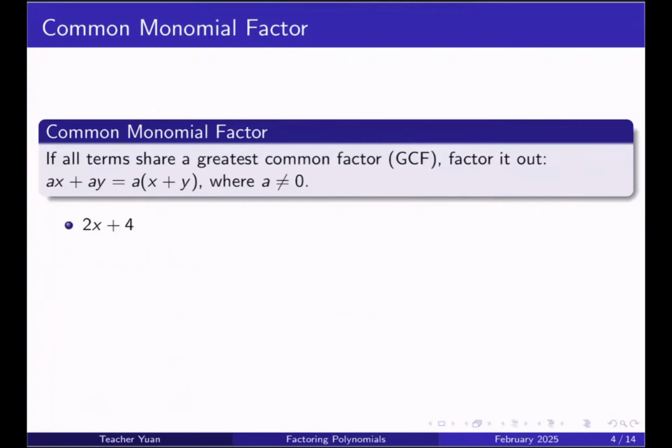So if all terms in a polynomial share a greatest common factor, or what we call the GCF, we factor it out by getting the GCF, which is in this case A, and then we divide each term by the GCF. And so if we factor it out, we will have this form where the GCF is outside of the parenthesis and inside is the sum of all the quotients of the terms after dividing each by the GCF. Note here that A is not equal to 0, meaning that the greatest common factor is non-zero.